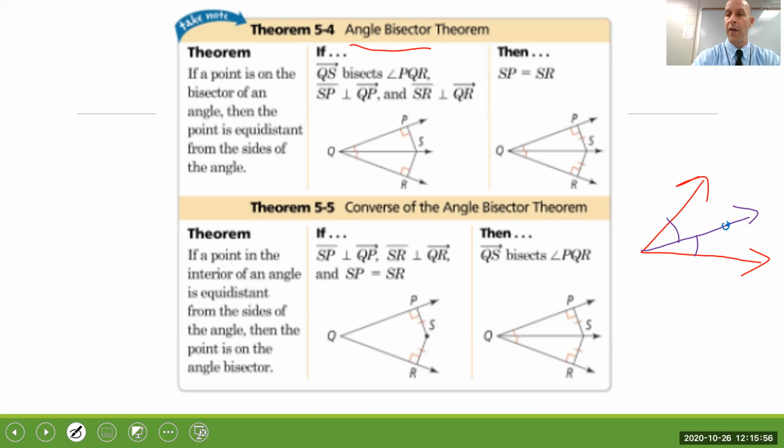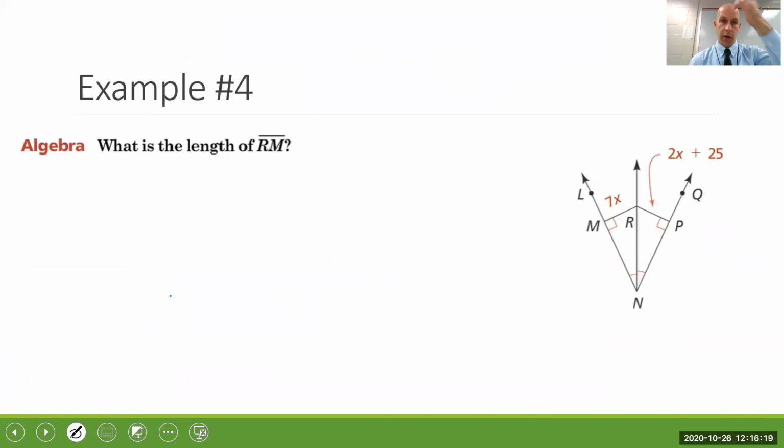It turns out that this distance and this distance are equal. Remember, distance from a point to a line is the perpendicular segment's length. And of course, the converse is true. If a point in the interior of an angle is equidistant from the sides of the angle, then the point is on the angle bisector. So let's go and look at our fourth and final example. It says, what is the length of segment RM? So we're looking for this length here, RM.